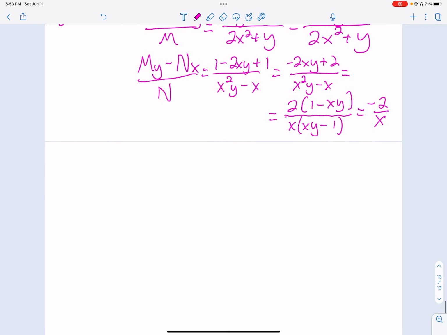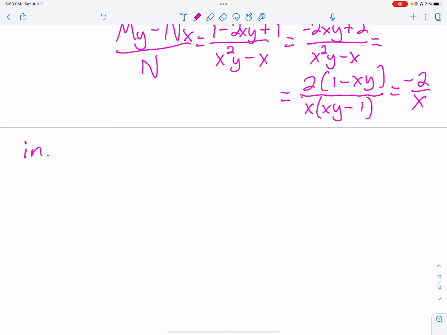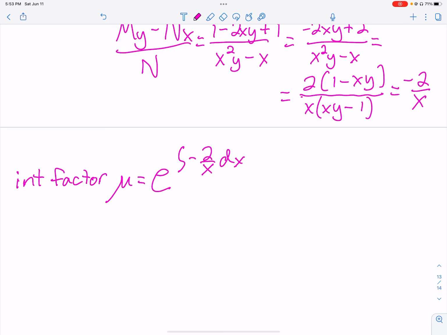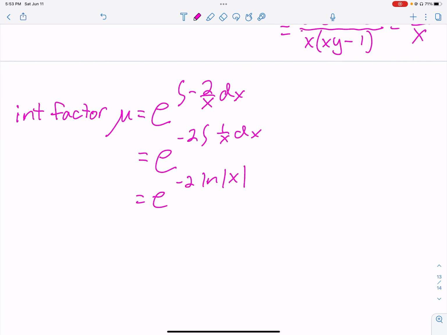So because I have a negative 2 over x, there's no y, this tells me I can find an integrating factor. So my integrating factor, mu, is going to be e to what's there, negative 2 over x dx. All right, so I got e to the negative 2 integral of 1 over x dx. This is e to the negative 2 ln of absolute value of x. It's an integrating factor, I know I don't have to do plus c.